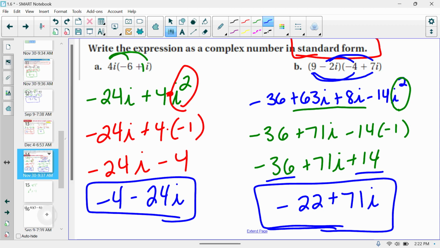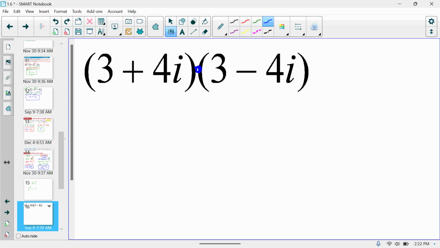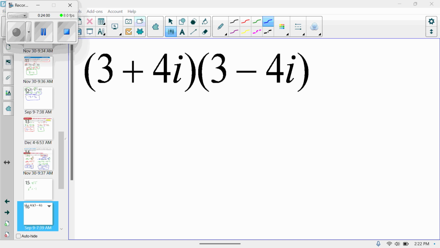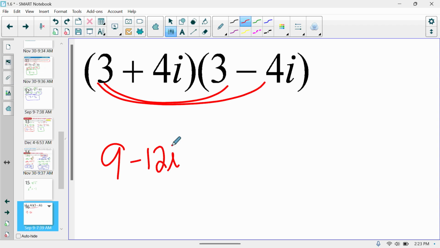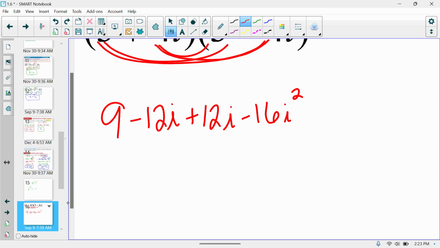Okay, I'm going to let you practice one. So we're multiplying, right? If there's no symbol, it's one complex number times another complex number. And in this case, that means we have to FOIL. So first, 3 times 3 is 9. Outer, 3 times -4i is -12i. Inner, positive 4i times 3 is positive 12i. Last, 4i times -4i. The 4 times the -4 is -16. The i times the i is i squared.